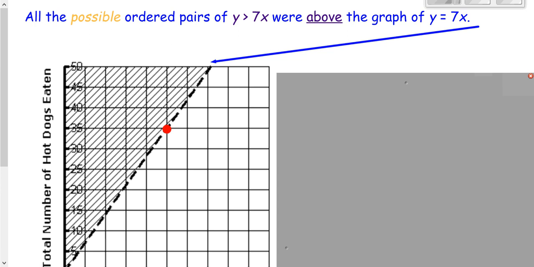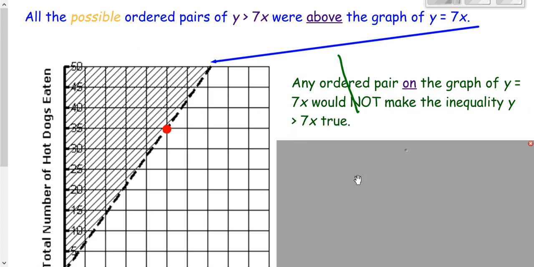Okay, so all the possible ordered pairs of y is greater than 7x were above the graph of 7x. So this point here that you see will not satisfy my solution. Any ordered pair on the graph of y equals 7x would not make the inequality true.